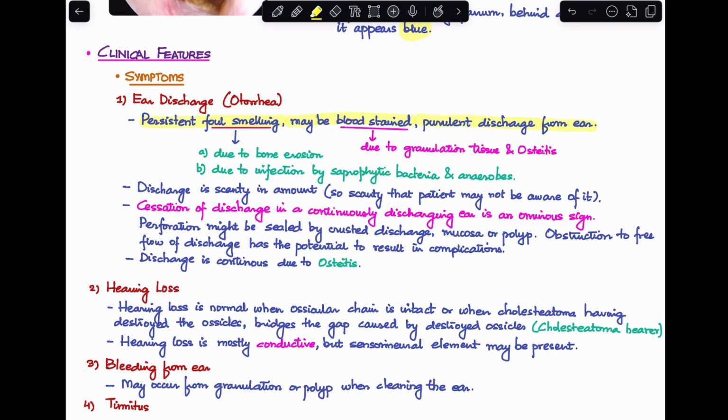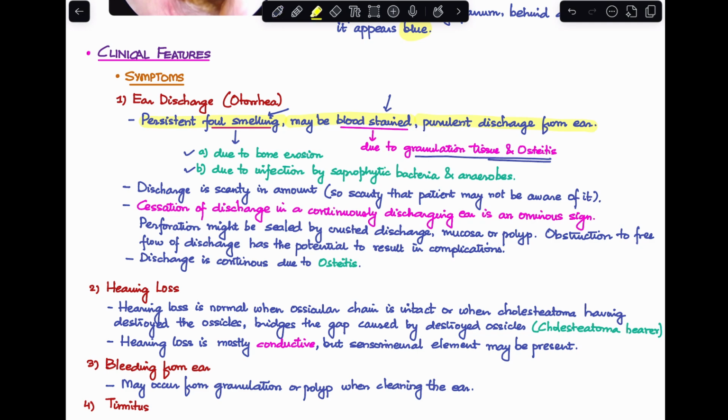So you can see how this is very different from the tubotympanic type. Why do we see a foul smell over here? Two reasons. First is because of the bone erosion happening. Second is due to the infection by saprophytic bacteria and anaerobes. Next, why do we see this discharge to be blood stained? It will be blood stained whenever there is osteitis and granulation tissue present. That will lead to a blood stained discharge.